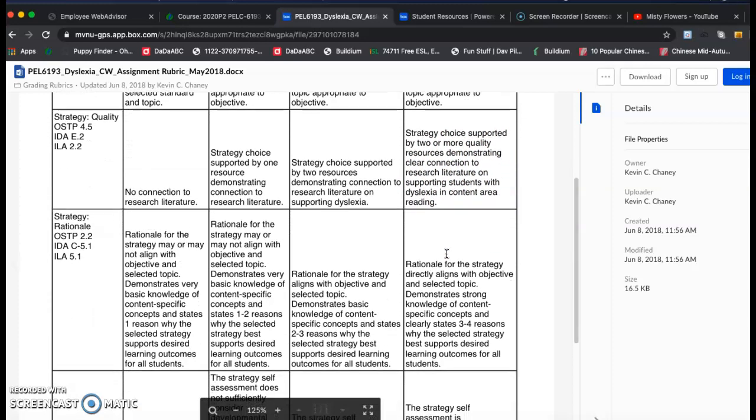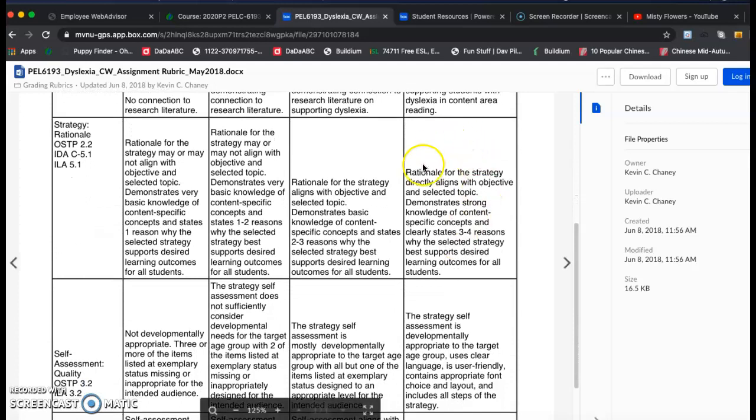Your strategy rationale, to earn the most points, must directly align with the objective and the topic, demonstrate strong knowledge of content-specific concepts, and clearly state 3 to 4 reasons why the selected strategy best supports desired learning outcomes for all students.